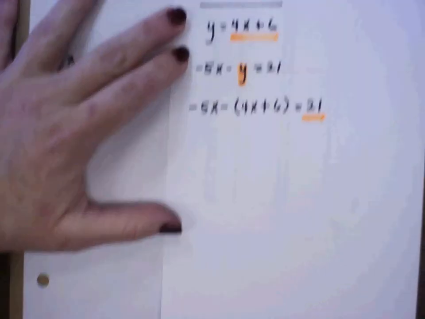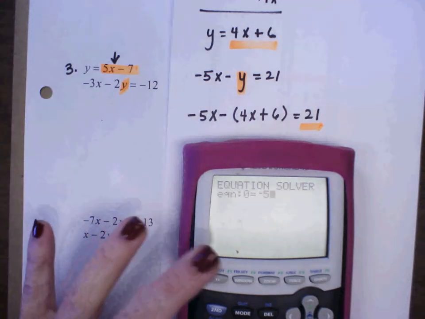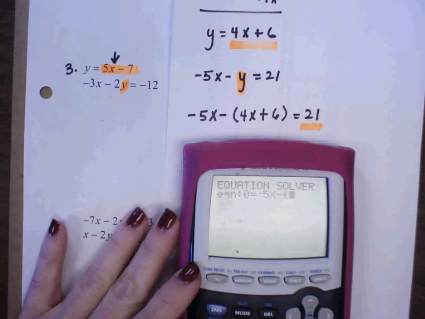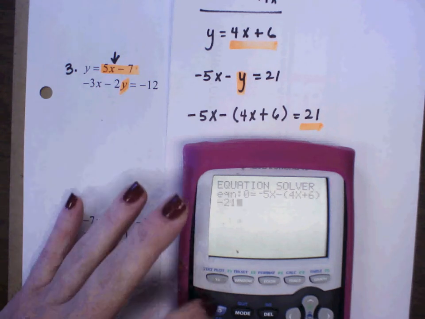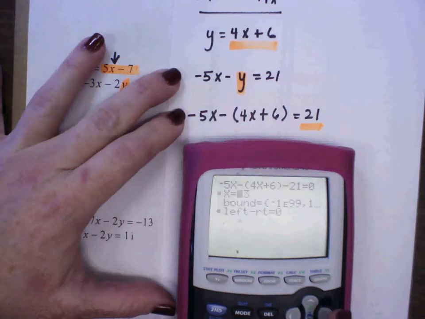All right, so I'm going to go up and solve it. That would be negative 5x minus, open parentheses, 4x plus 6, and then minus 21. Enter, alpha, enter. And x equals negative 3.